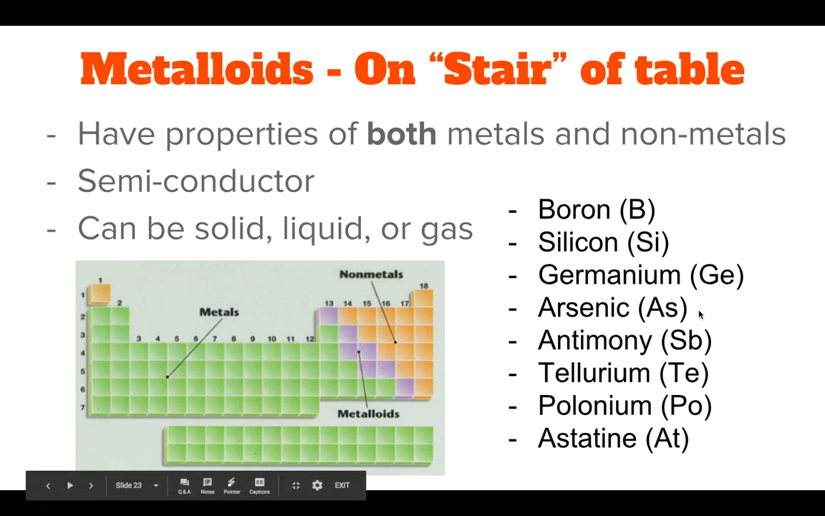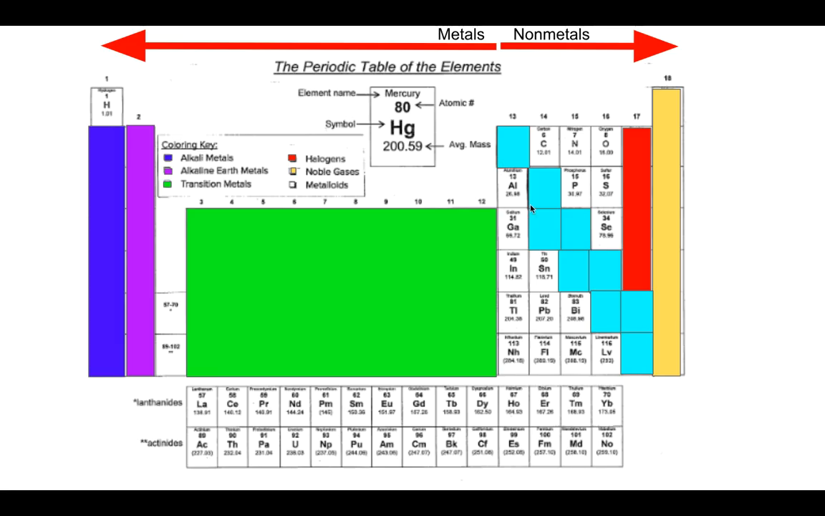And so, like I said, they're above and below. The only exception, aluminum is touching that stair, but it is a full metal. It does not count as a metalloid. So this is our last color. Go ahead and fill it in on your periodic table, and then make sure that you mark it on your coloring key so that you can look back.